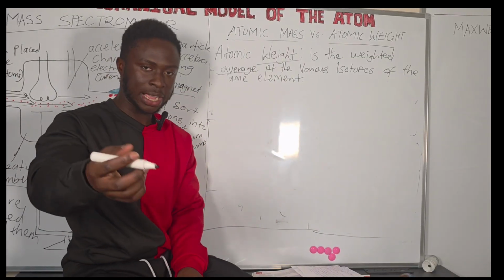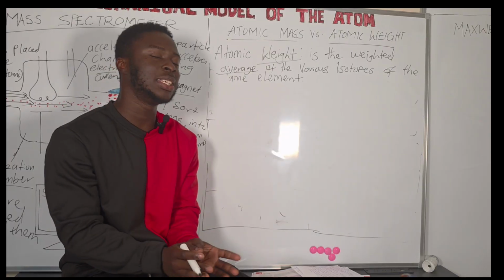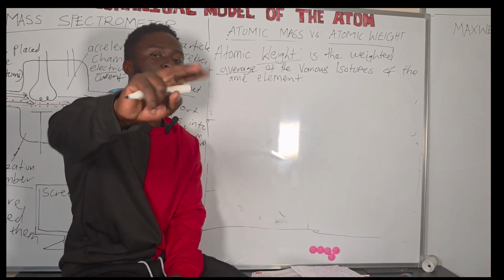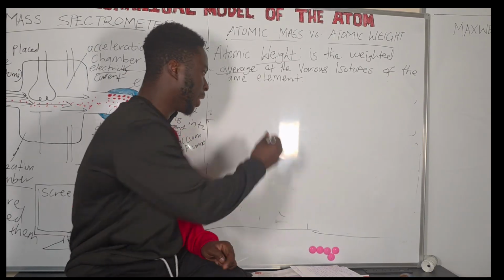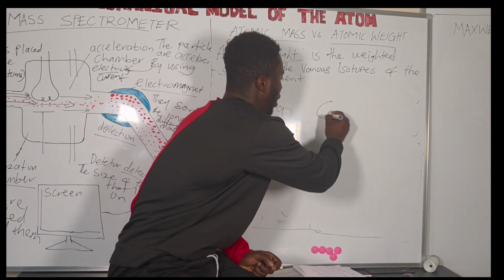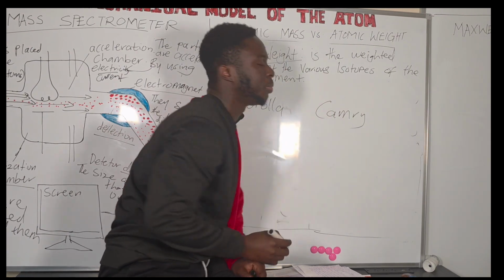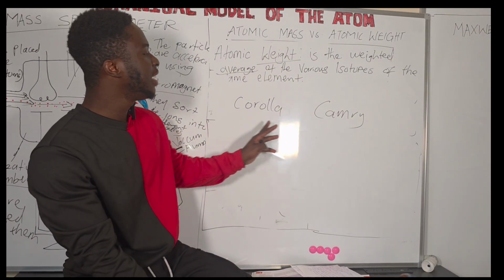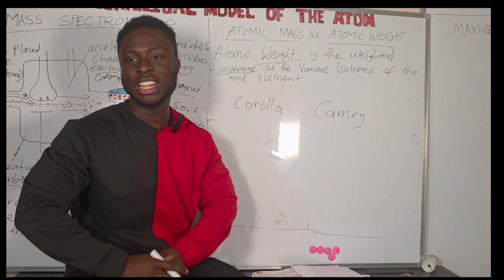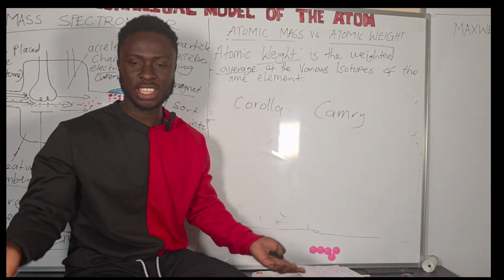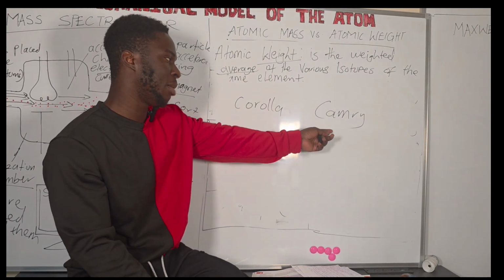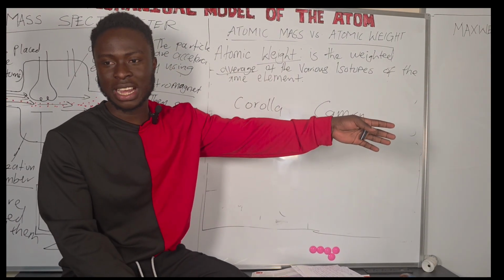Let's take a car company like Toyota to represent an atom. And let's assume that Toyota churns out 2 cars. They only make the Toyota Corolla and then the Toyota Camry, right? If these 2 cars are what the company makes, and if we want to find the average cars that they make, we could just add the number of cars of Corolla and Camry divided by 2. It will give us the average.